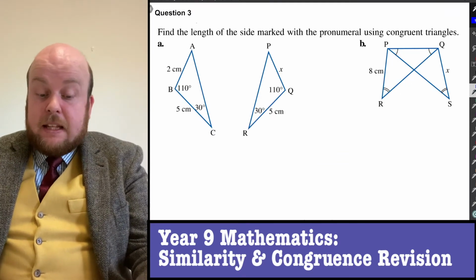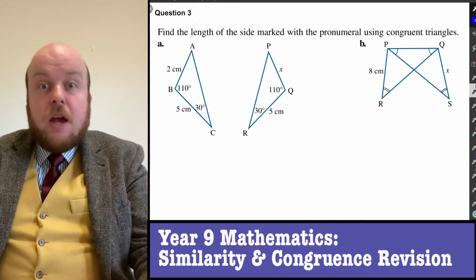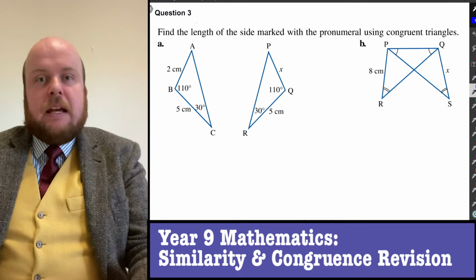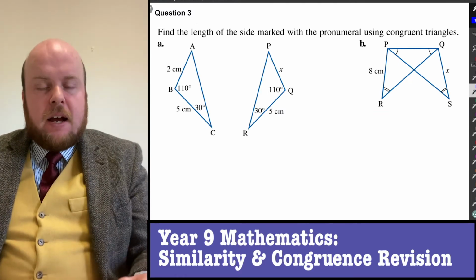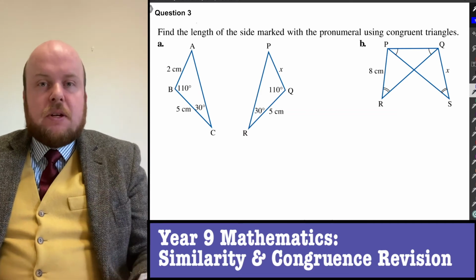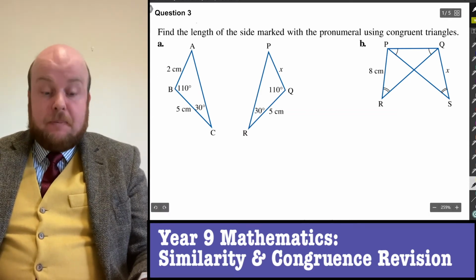Question 3. Find the length of the side marked with a pronumeral using congruent triangles. Congruence means exactly the same. So we need to mark each of these missing sides as if the two triangles in question are exactly the same. The main thing you need to do is just being able to match up sides that you can see.